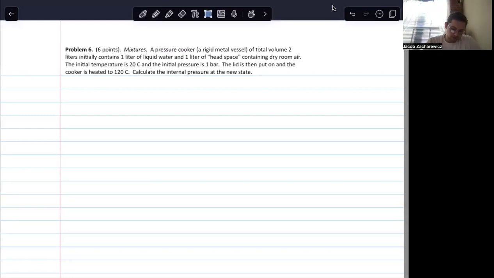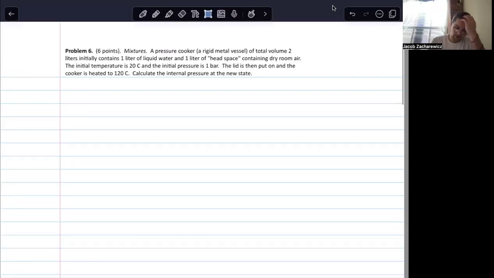All right, so we're doing a problem here. We have a pressure cooker, a rigid metal vessel, so we can assume adiabatic, of total volume 2 liters. It initially contains 1 liter of water and 1 liter of headspace containing dry room air. The initial temperature is 20 Celsius and the initial pressure is 1 bar. The lid is then put on and the cooker is heated to 120 Celsius. Calculate the internal pressure at the new state.